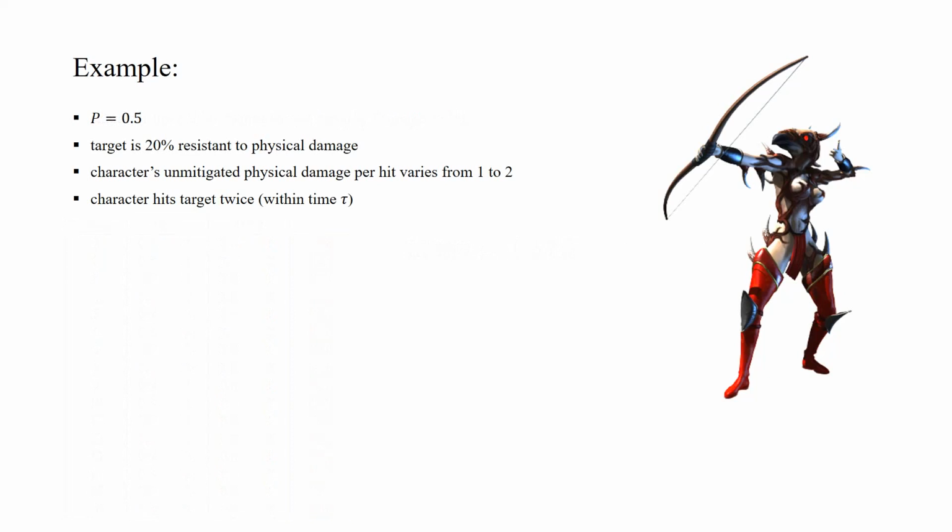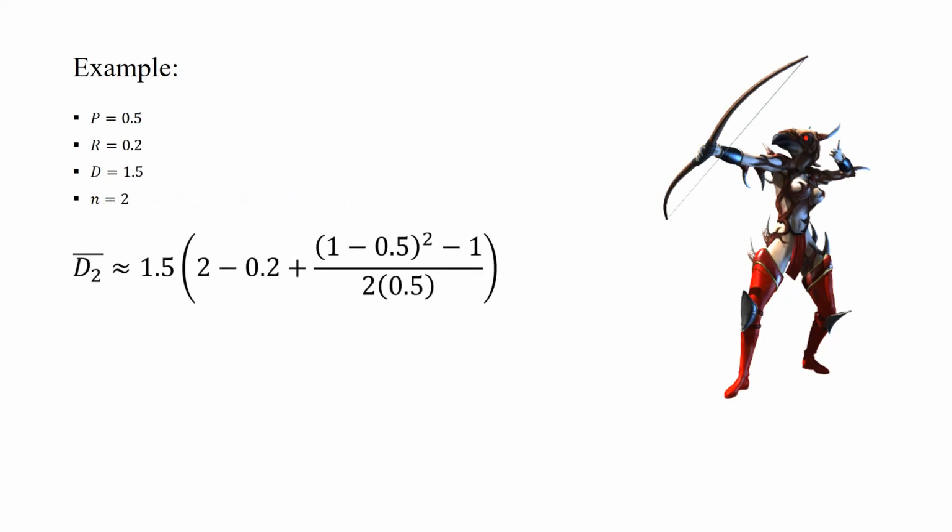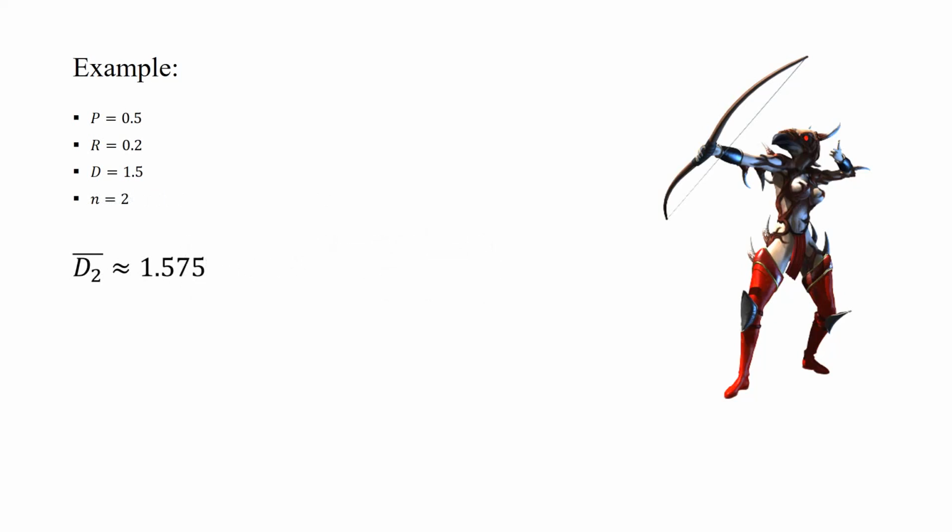So let's see, 50% chance, that's just P equals 0.5. That's just R equals 0.2, the resistance to physical damage, right? The character's unmitigated physical damage, that's just D equals 1.5, right? If the range is 1 to 2, they're both sufficiently pseudo-randomly generated, 1 plus 2 divided by 2 is 3 halves, right? So that's 1.5. And there's 2 hits, so we have N equals 2, right? So let's plug this into our equation. 1.5 times 2 minus 0.2, etc. 1.575. So you get the same result, right?